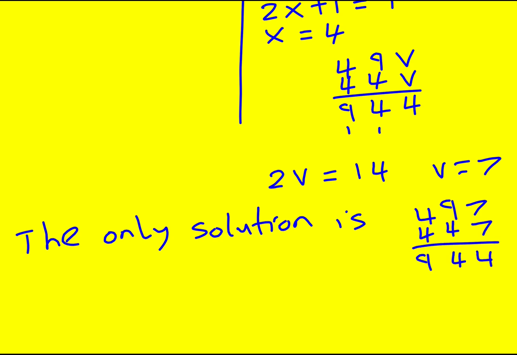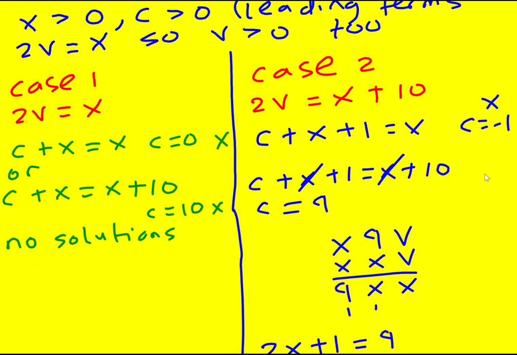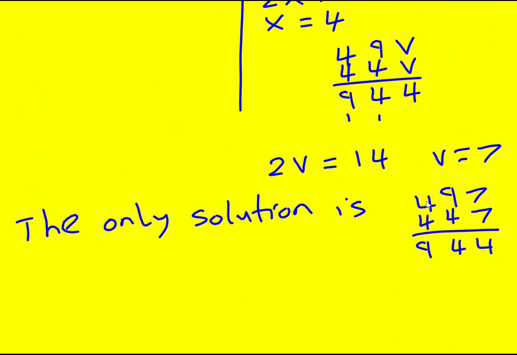You could check it if you wanted. And as long as you've got some words explaining why we reject each one, then that should be okay. Well done.